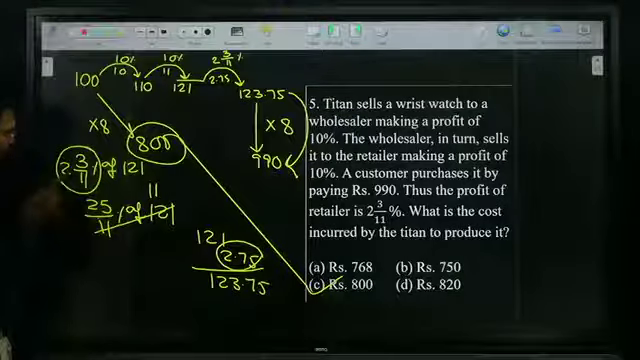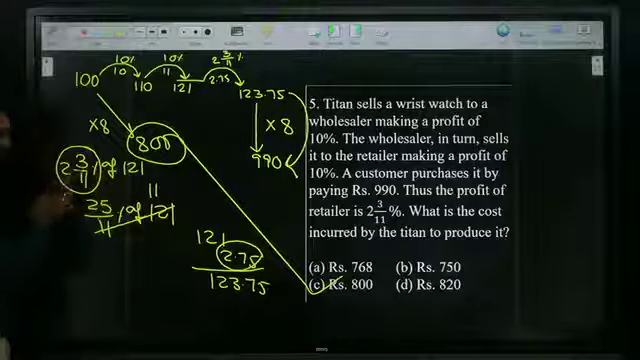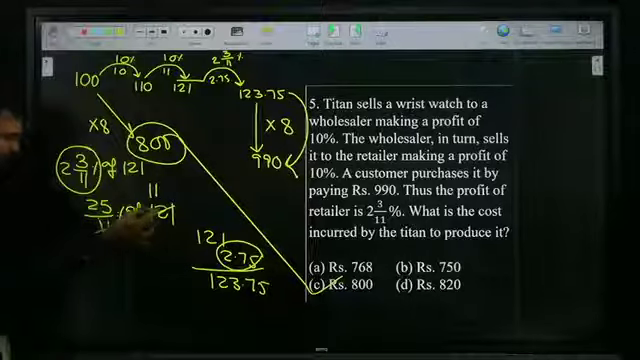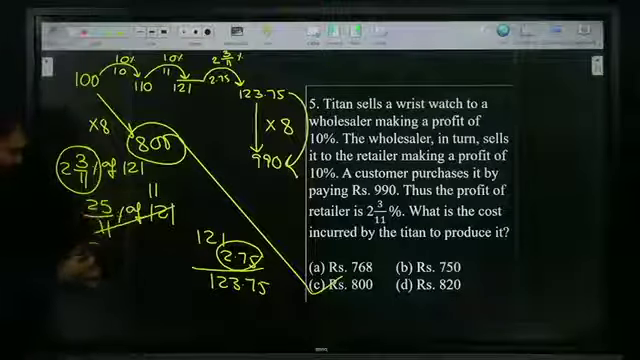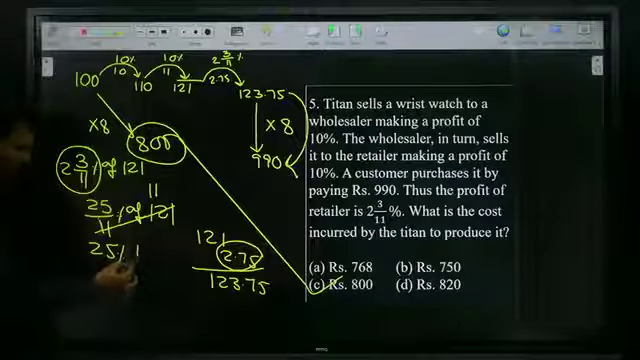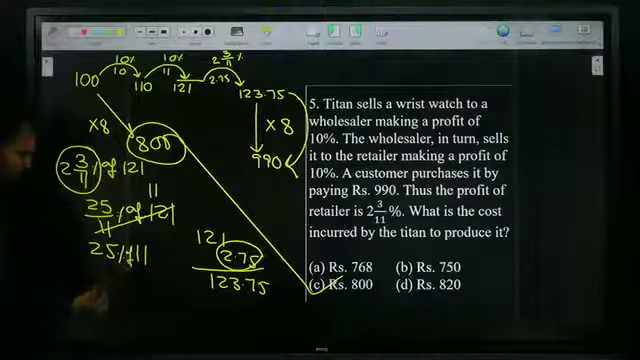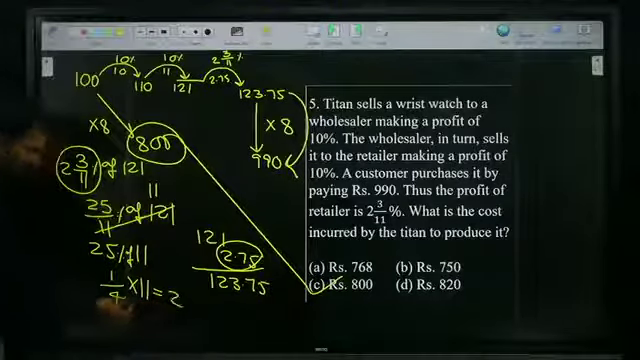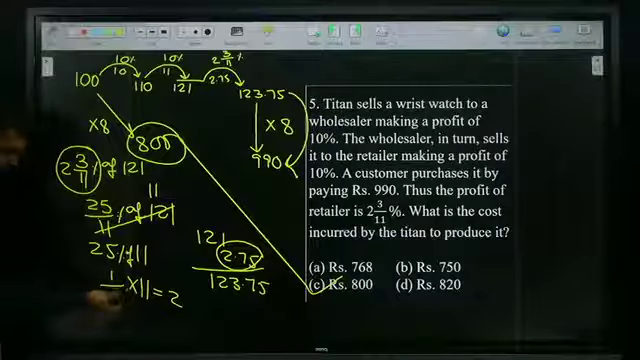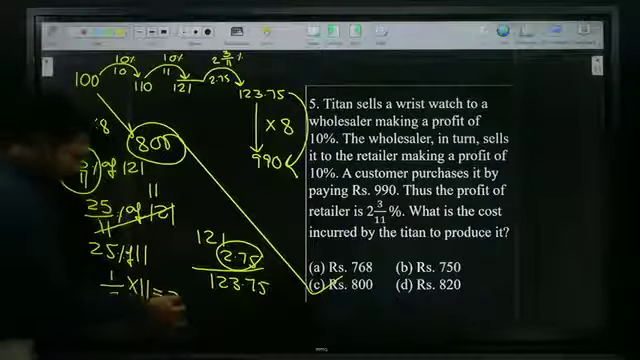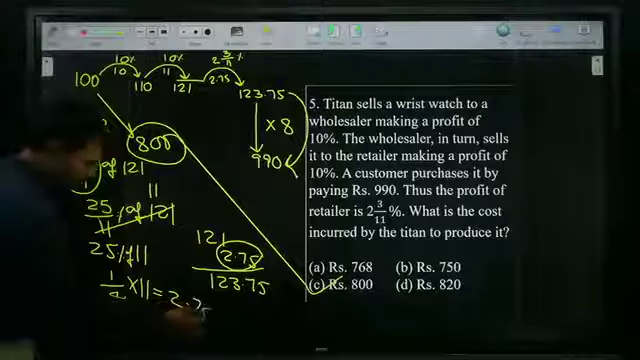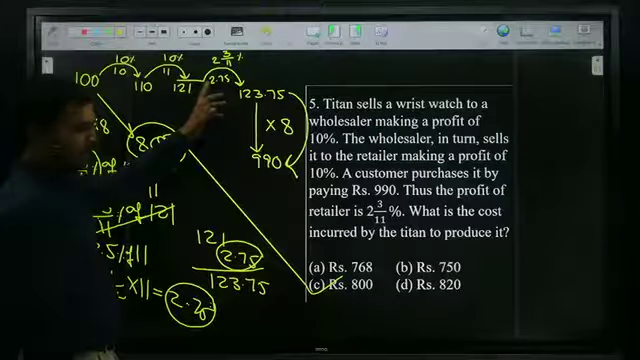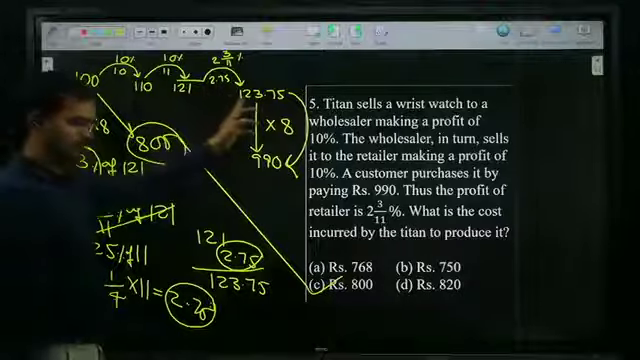So 11 2s are 22, 22 plus 3 is 25. 25 by 11 percentage of 121. 11 ones are 11. 25 percentage of 11 is nothing but 25 is nothing but 1 by 4 into 11. 4 2s are 8, the remainder is 3, so 3 by 4 is nothing but 0.75. So 2.75. If we add 2.75 to 121, that is 123.75.